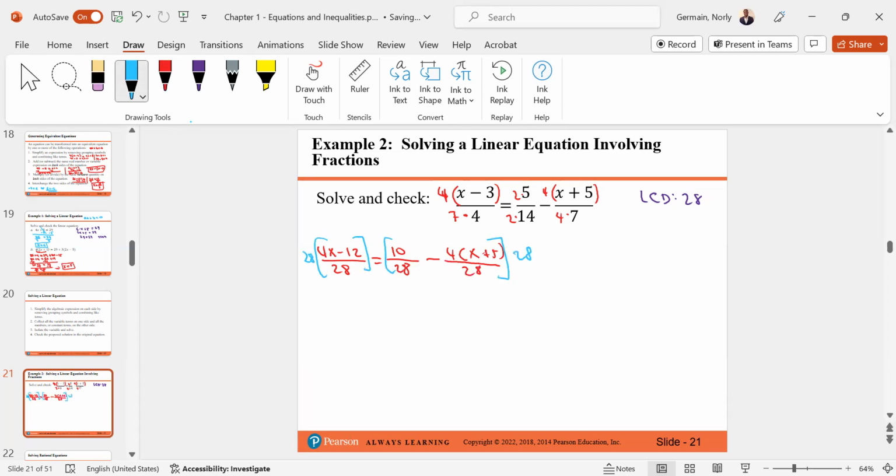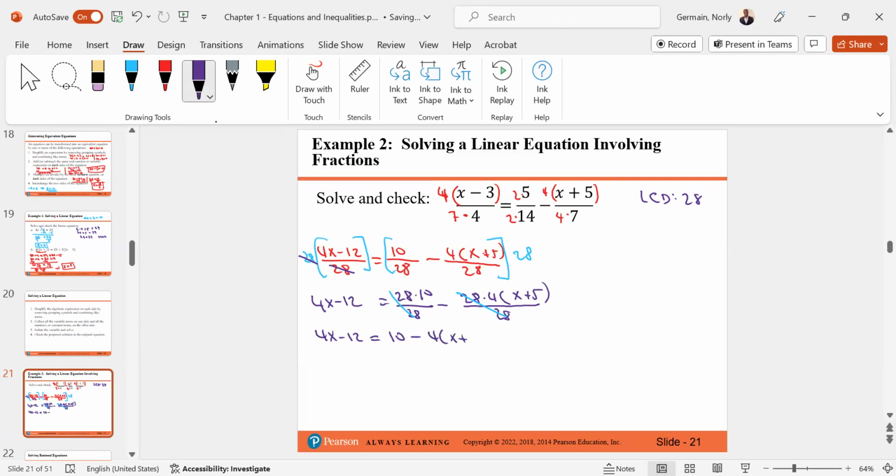So if you multiply both sides by 28, you can cancel out this 28, so you have only 4x minus 12 left. And look at this one. If you distribute 28 for the second, we're going to have 28 times 10 over 28 minus 28 times 4 times x plus 5 over 28. Now look, you can cancel that 28, you can cancel that 28. So what we have left is 4x minus 12 equals 10 minus 4 times x plus 5.